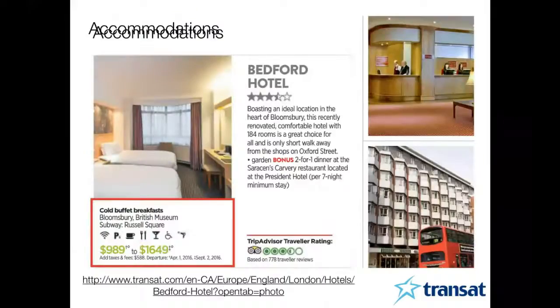So you've arrived in London and now you need a place to stay. You can find a variety of hotels ranging from 3 stars to 4.5 stars on our website. The Bedford Hotel offers good quality accommodation and it's centrally located right next to Oxford Street.